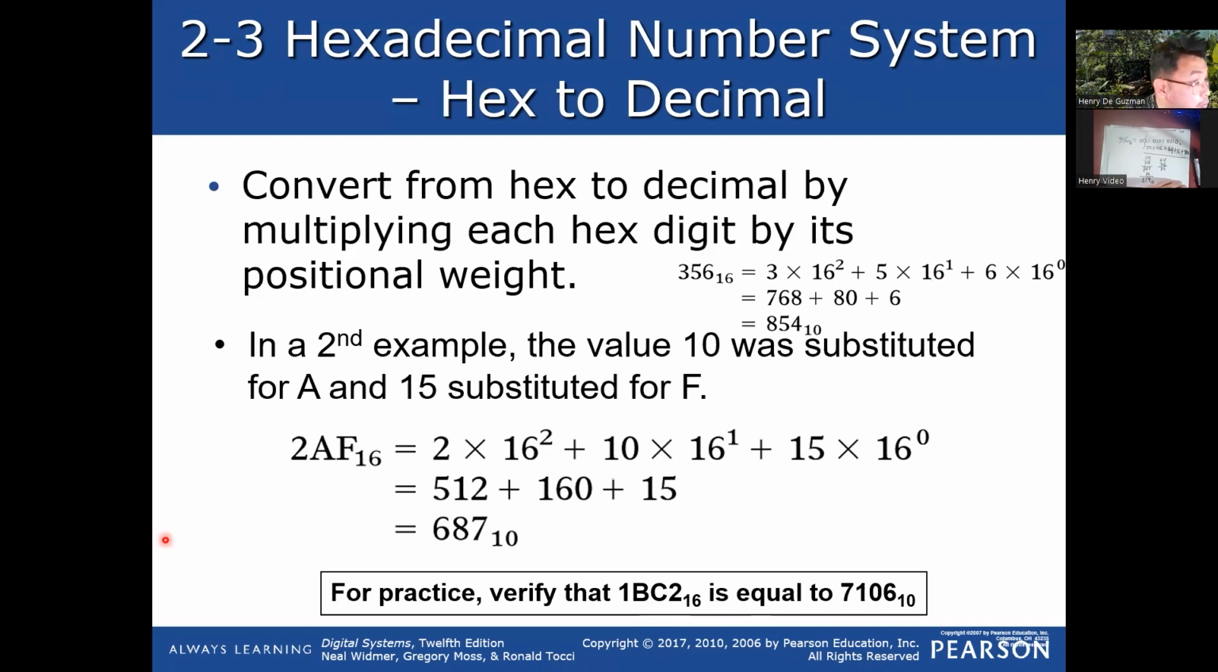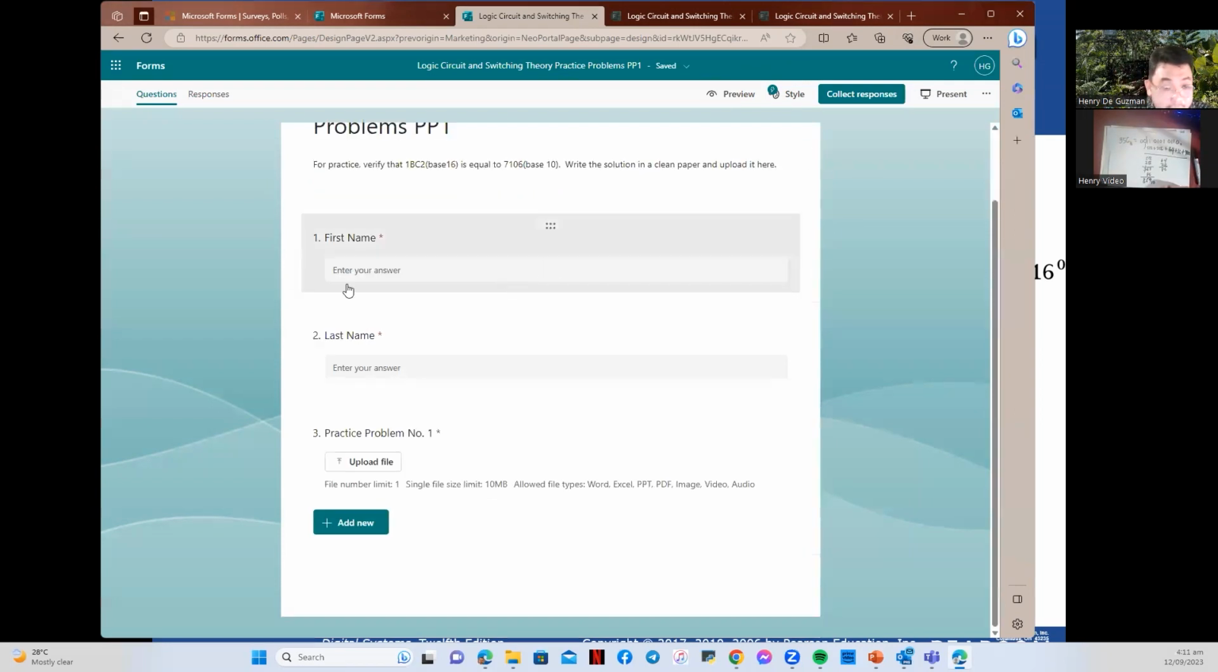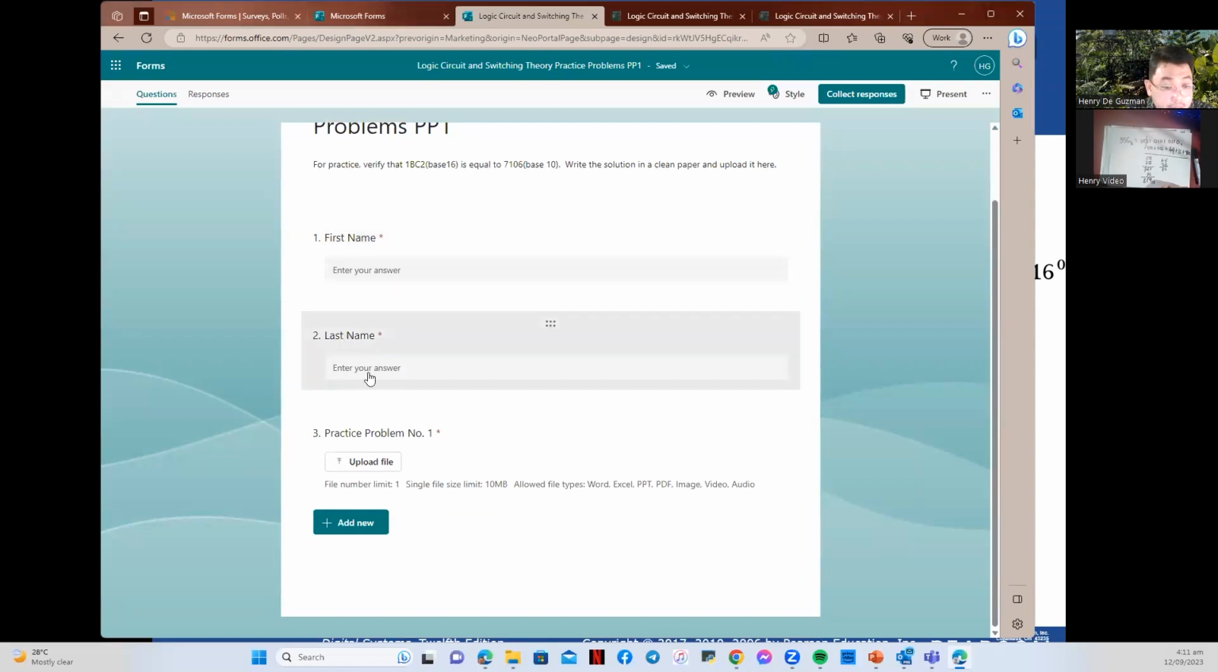So saan natin siya i-upload? Yan. So dito mo siya i-upload. Yung link niyan makikita nyo sa ating MS Teams o yung sa ating LMS, kaso wala pa kasi dun sa LMS. So sa MS Teams muna tayo. Then lagay niyo yung name nyo, yung last name, and then upload na yung picture. Pwede mong i-post tong video, then upload mo rito.